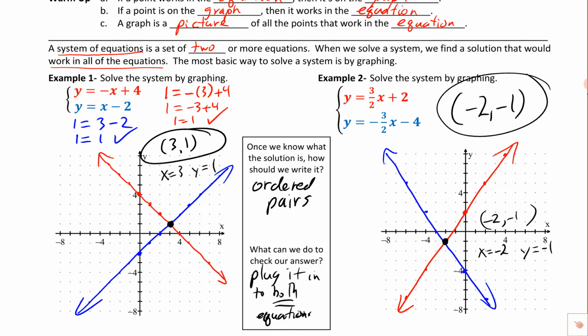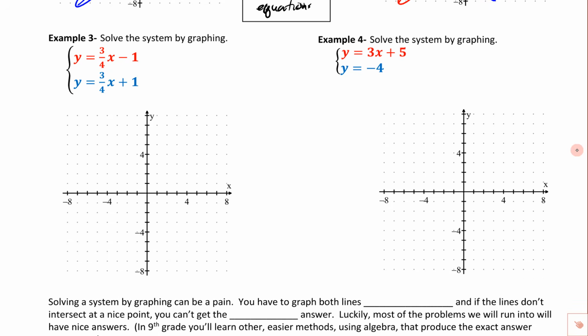Okay, let's take a look at the next one down here. So I've got example 3. And we've got this one crossing at negative 1.